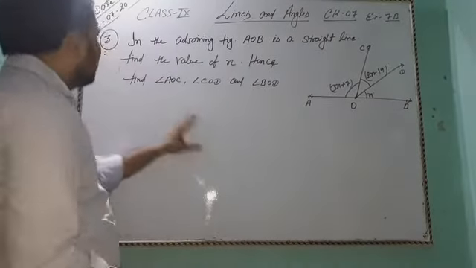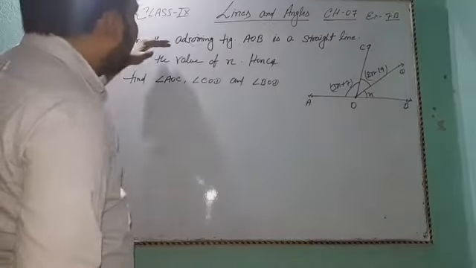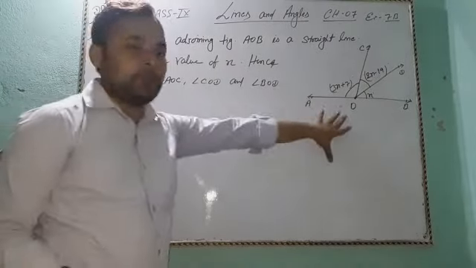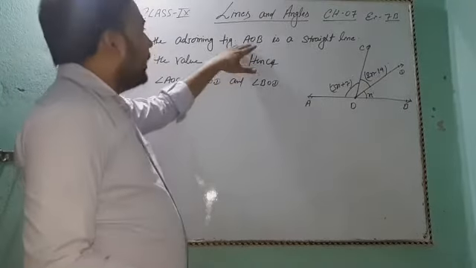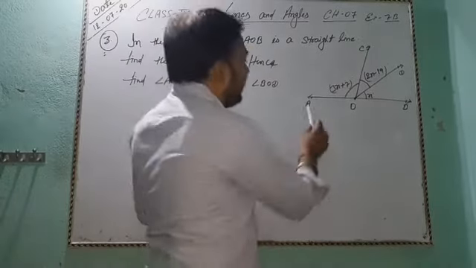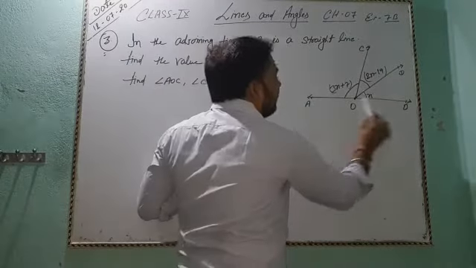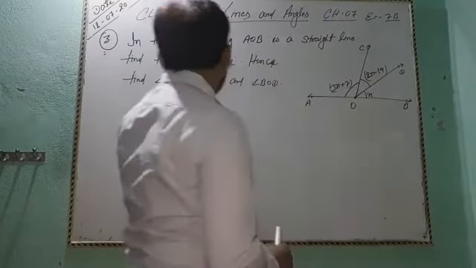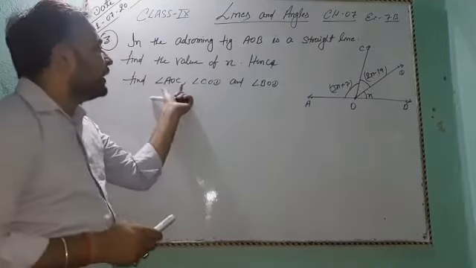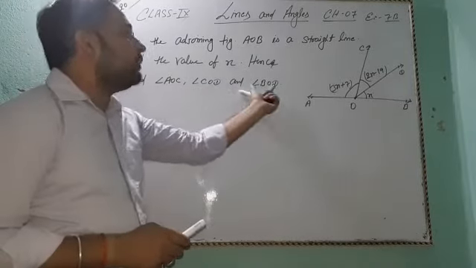My first question is question number 3. In the adjoining figure, AOB is a straight line. Find the value of x, and hence find the angle AOC, angle COD, and angle BOD.